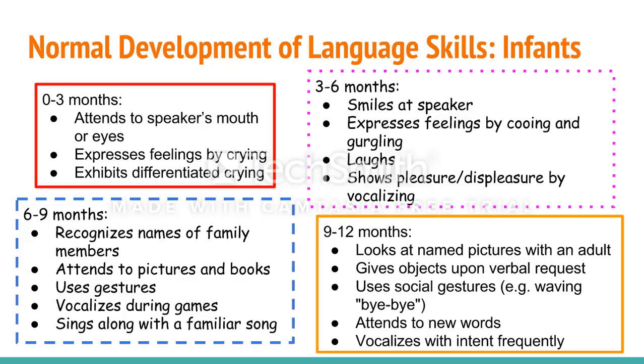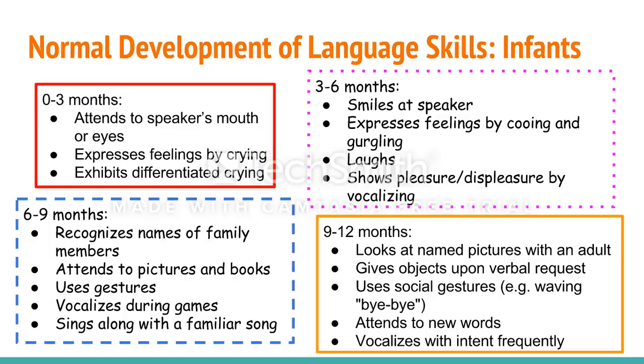Normal development of language skills in your infants. From 0 to 3 months, your child will attend to speaker's mouth or eyes. They will express feelings by crying, and their crying will be differentiated. So they may cry for a specific reason, such as they are hungry or they are tired. From 3 to 6 months, they will smile at a speaker. They will express feelings by cooing and gurgling, and they will laugh and show pleasure and displeasure by vocalizing.